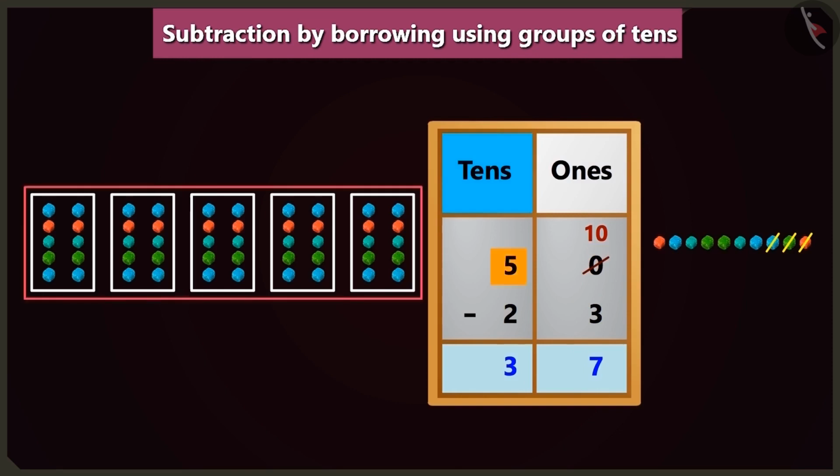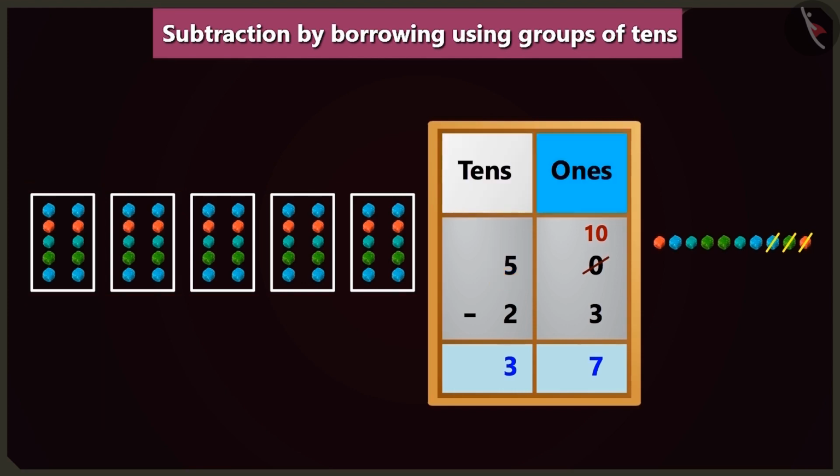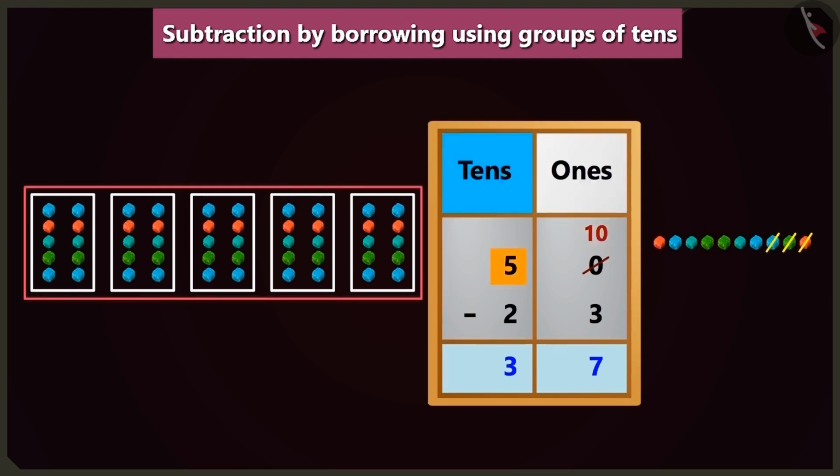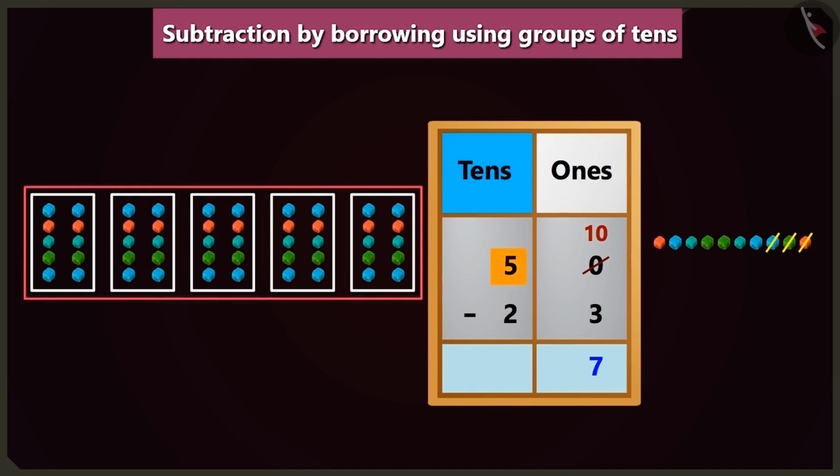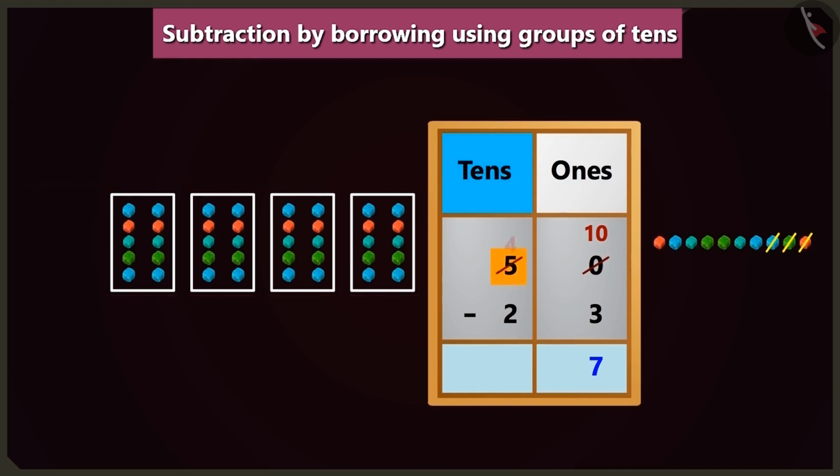Oh, Chichi, look here carefully. You borrowed 1 from 5 tens of the box of tens and wrote 10 ones in the place of ones. But you forgot to subtract 1 ten from 5 tens in the box of tens. Oh yes, you are right, Chuchu. So here if we subtract 1 ten from 5 tens in the box of tens, then it will be 4 tens. If we subtract 2 tens from 4 tens, then we will be left with 2 tens.